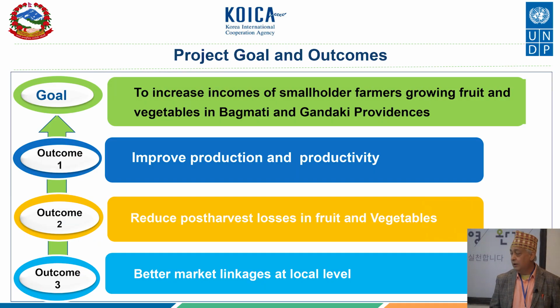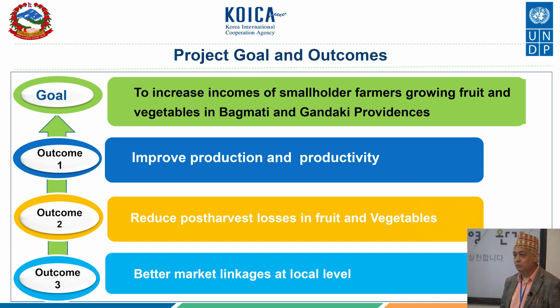The project goal and objective, as I already indicated, is to increase the income of smallholder farmers who grow fruits and vegetables in Bagmati and Gandaki provinces. I already indicated that we are working in 2 provinces, Bagmati and Gandaki. Though we are working in these 2 provinces, our major focus is on the palikas or local governments connected with the roadhead, because this project is working on the value chain approach with fresh vegetables and fruits.